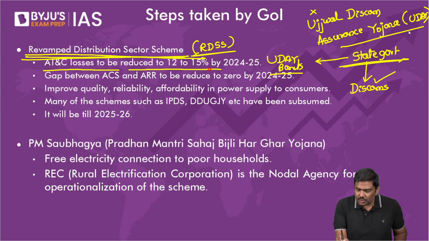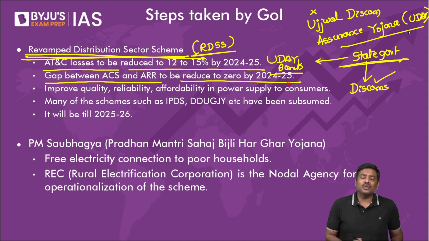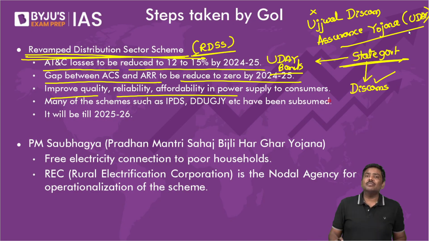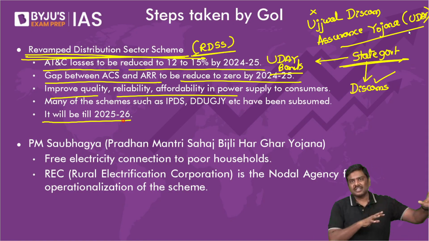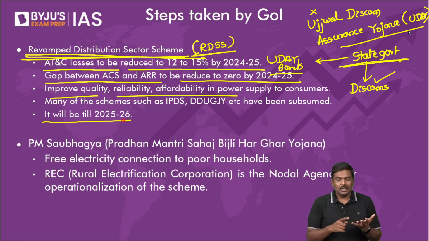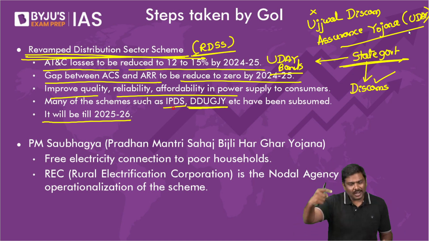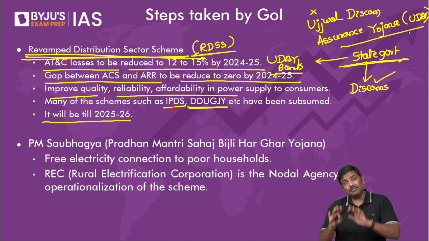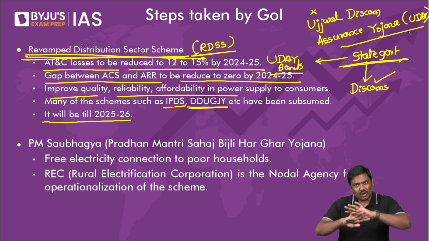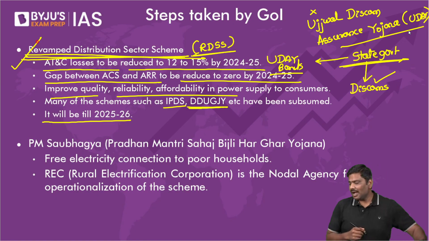AT&C losses are to be reduced to 12 to 15% by 24-25. The gap between ACS and ARR to be reduced to 0. Improve the quality, reliability and affordability of power supply. It will be implemented till 25-26. And there were multiple earlier schemes. For example, DDUGJY, Deen Dayal Upadhyay Gram Jyoti Yojana, has been brought under RDSS now. IPDS, Integrated Power Distribution Scheme, also has been brought under RDSS. So you do not worry about these schemes. Remember, these are part of RDSS now. These are not separate schemes.